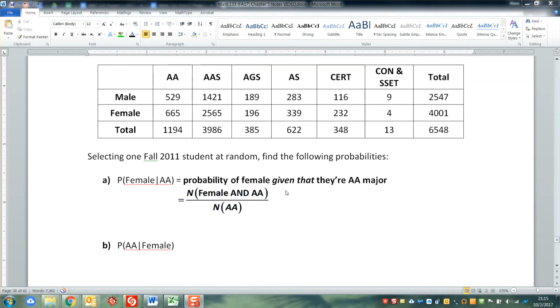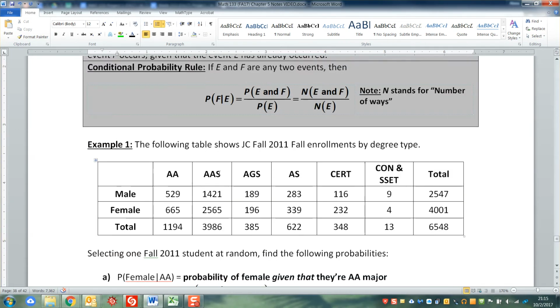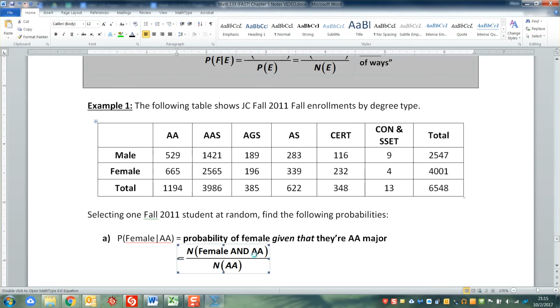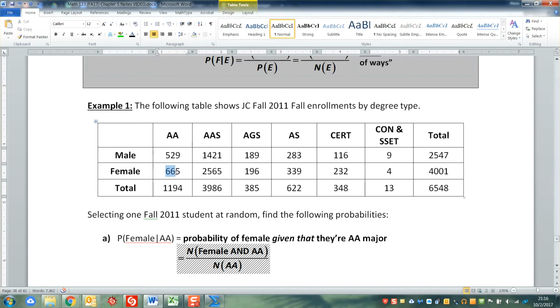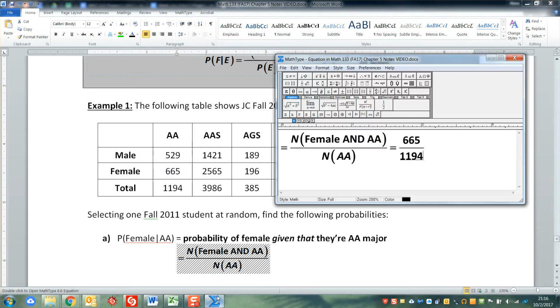So let me write that up. Okay, so I wrote it out in English. It's the probability of female given that they're an AA major. And that's the number of ways to be both female and AA divided by the number of ways to be AA. So I'm using the formula from up above. F for me is female, E for me is AA, associate in arts. Now I'm looking at my table and I need the number of ways to be both female and AA. Female and AA is the 665 cell. And the number of ways to be AA is the 1194, so I'm totaling down this column. So I'm going to take 665 and divide it by 1194. And that gets me a number of 0.557.